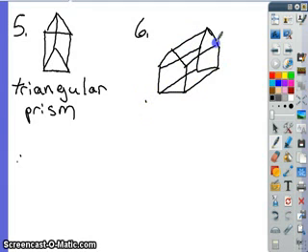And boy, this really doesn't look like the picture. Because in the picture on your paper, it's a regular pentagonal prism. And we always define a prism by the shape of the bases. This is 5 sides, pentagonal prism.